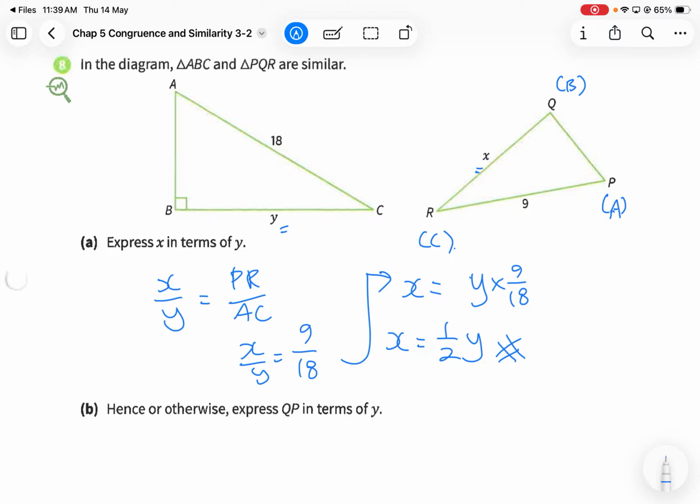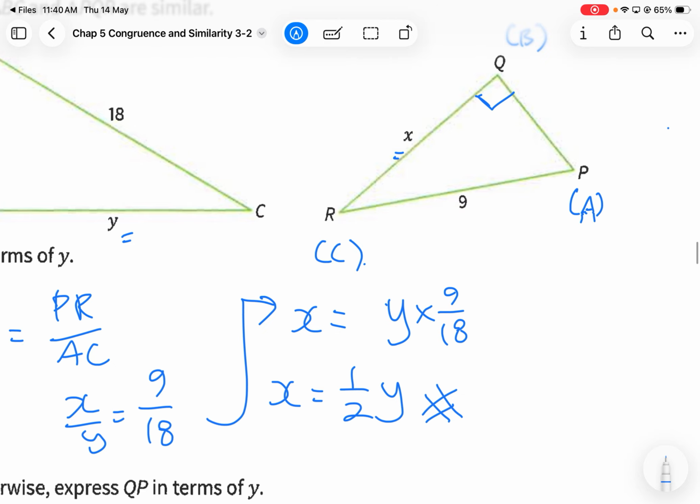Okay. Part 2. Express QP in terms of y. QP is here. So how can I link it to y? I cannot link it to y, but I can link it to x. And there is a missing information that they want you to fill in yourself. The angle B is 90 degrees, meaning the angle Q here is actually 90 degrees, because angle Q corresponds to angle B.